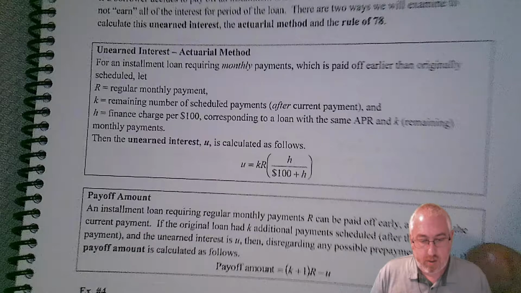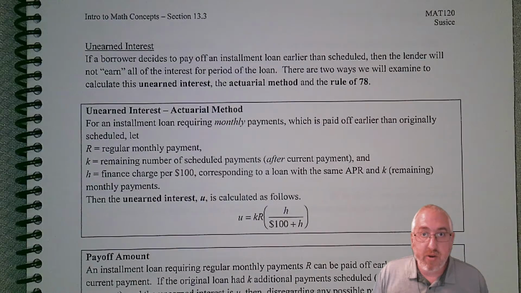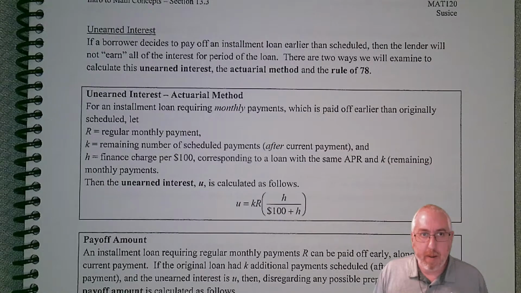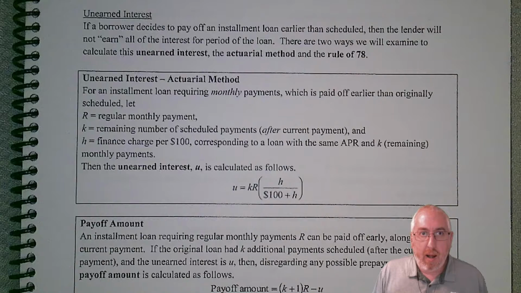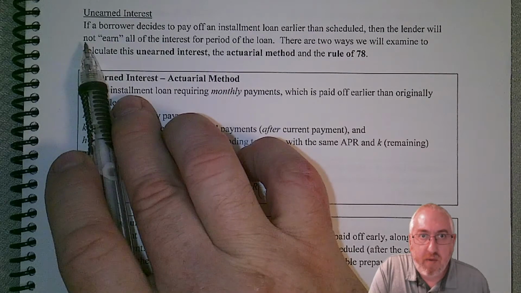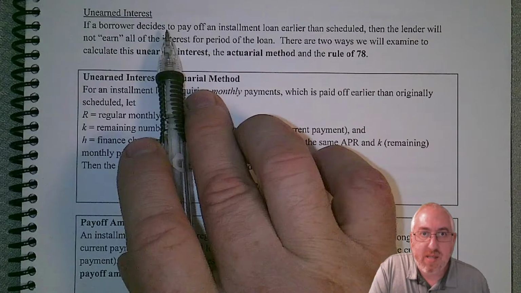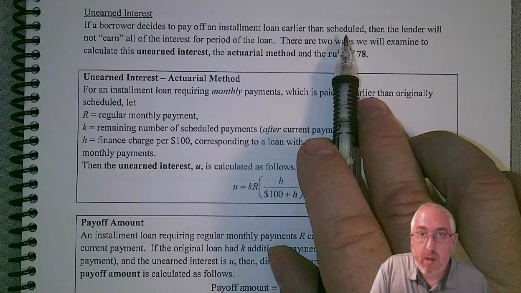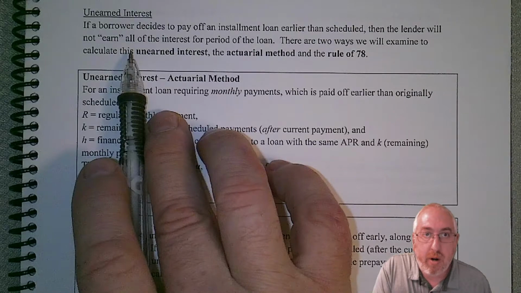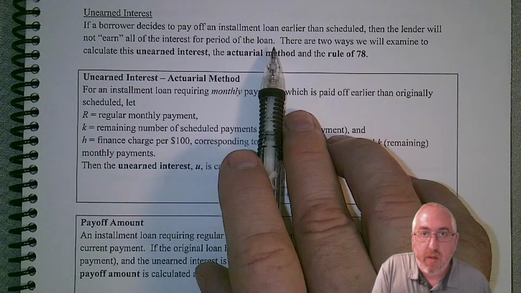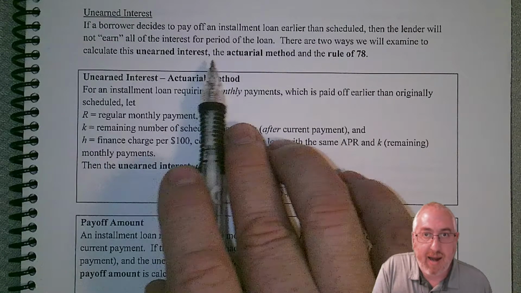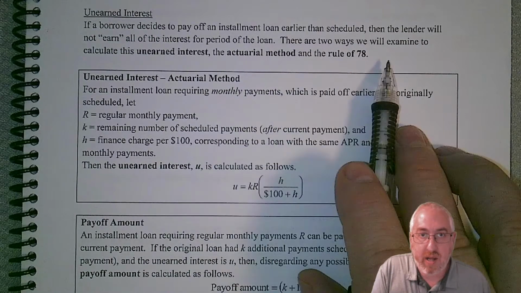Let's see what's next, which gets into unearned interest. Unearned interest. It's a weird phrase, right? But what is it? If a borrower decides to pay off an installment loan earlier than scheduled, then the lender will not earn all of the interest for the period of the loan. There are two ways we will examine to calculate this unearned interest: the actuarial method and the rule of 78.